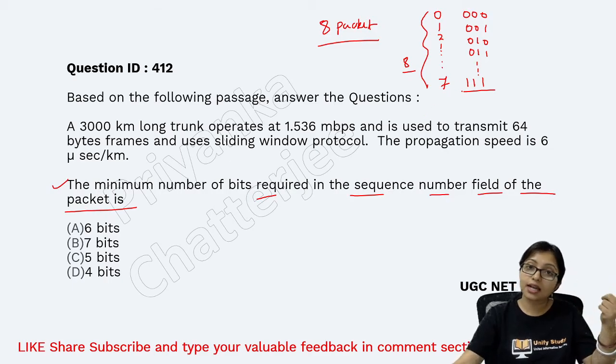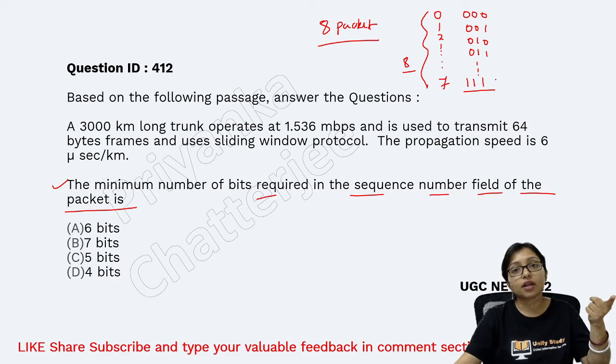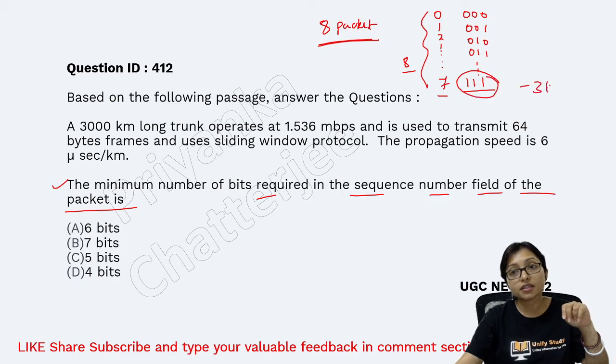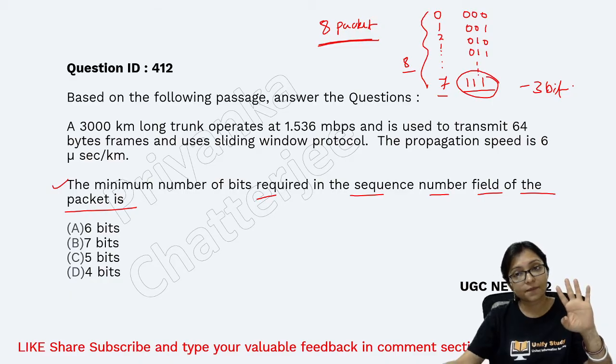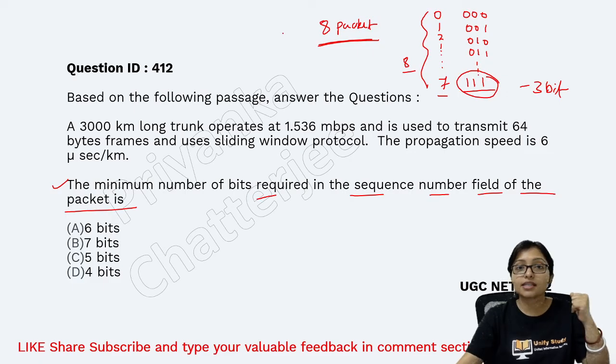To represent that last number, how many bits are required? For 8 packets, the last number is 7. To represent that, how many bits do I need? 3 bits, right? How is it coming? 8 means 2 to the power 3. That is these 3 bits.